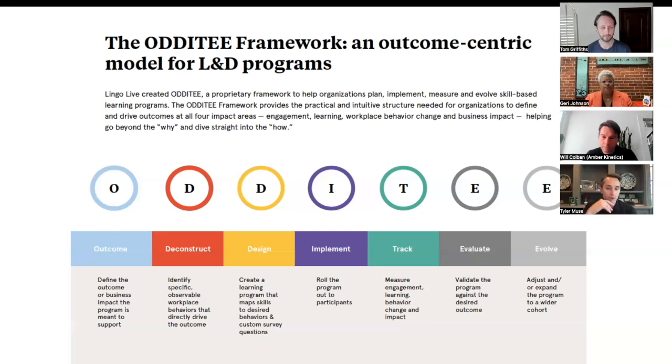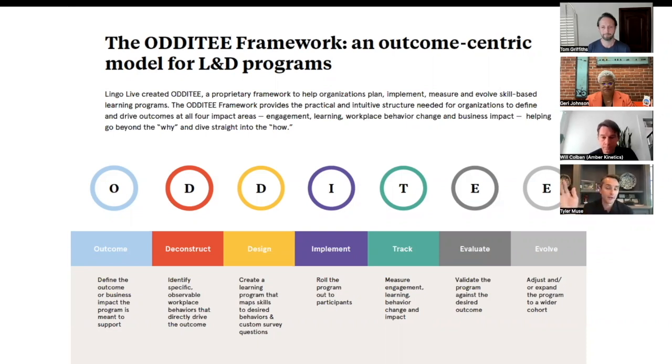I is implement, pretty straightforward: roll out the program to the participants. And then T is track. We do check-ins at the beginning of the program, the midpoint, and the end. These are 5-minute surveys that, similar to you, Tom, not only does the learner fill out, but also their manager, their direct reports, and their peers, so we can get a holistic perspective on these key behaviors or business outcomes that we're looking to drive. We track that, and then we evaluate it. We meet with our customers, go through that dashboard, and talk through whether this program is actually delivering on the desired behaviors and the business outcomes from the beginning of this acronym.